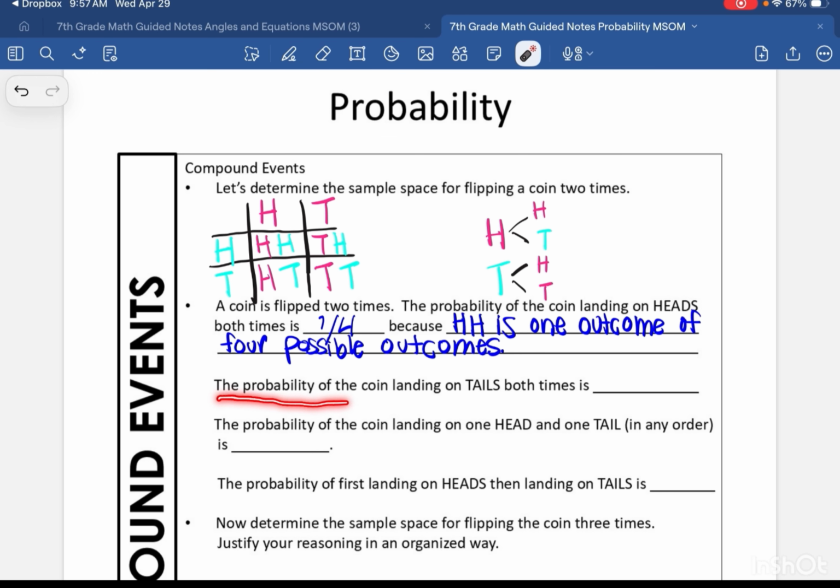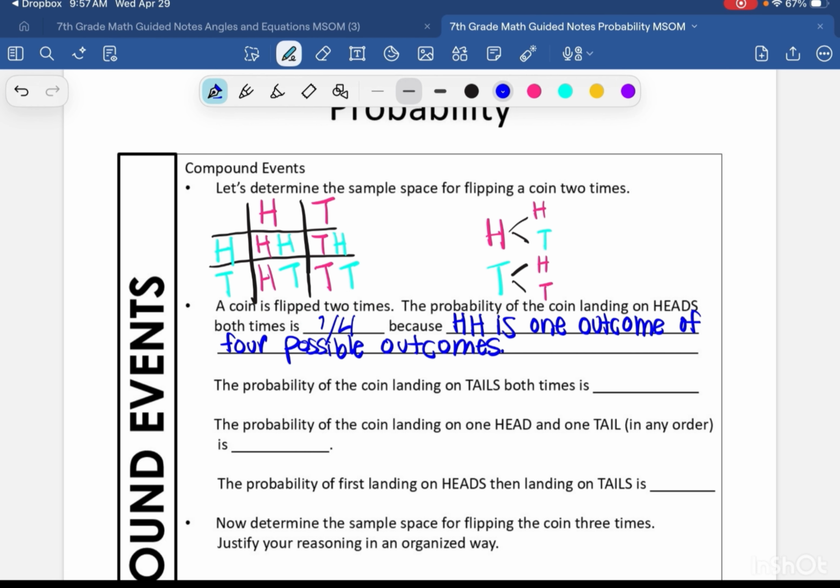The probability of the coin landing on tails both times is, so let's look at our sample space right here. So that would be a tails tails. Well, there's only one of those and still 4 possible outcomes. So also going to be 1/4, or we could also write 25 hundredths, or you can even write that as a percent.